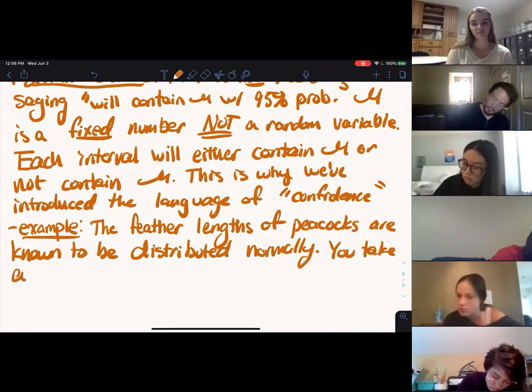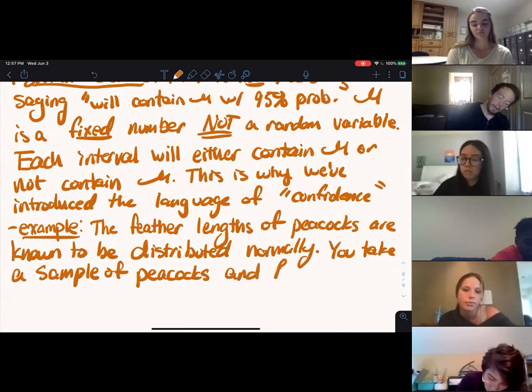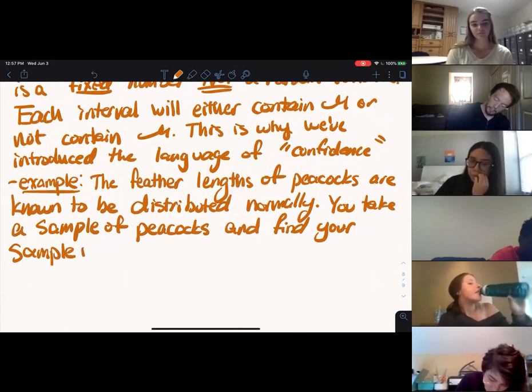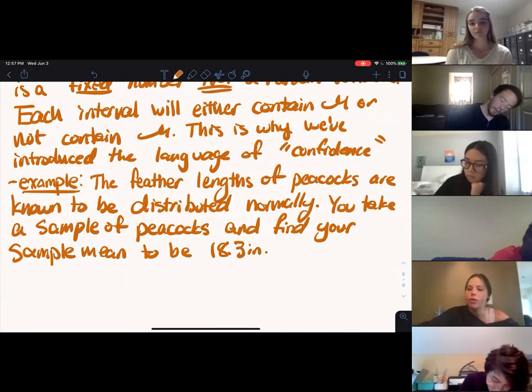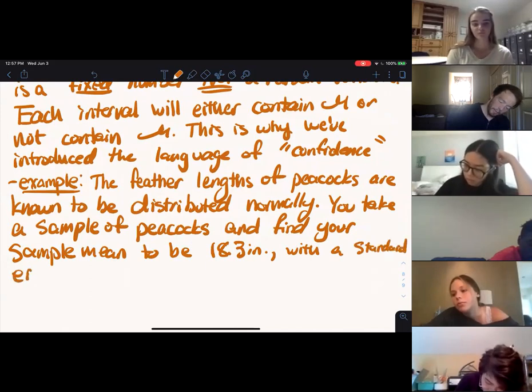You take a sample of peacocks and find your sample mean to be 18.3 inches. I'm going to say with a standard error of 4 inches.